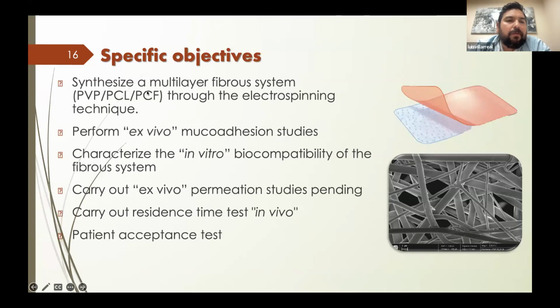So we already synthesized this multi-layer fibrous system. We performed some ex vivo mucoadhesion studies. We already characterized the in vitro biocompatibility of the fibrous system using two kinds of cell lines. We carried out a residence time test in vivo, and we performed a patient's acceptance test. We are still missing to perform the ex vivo permeation studies.